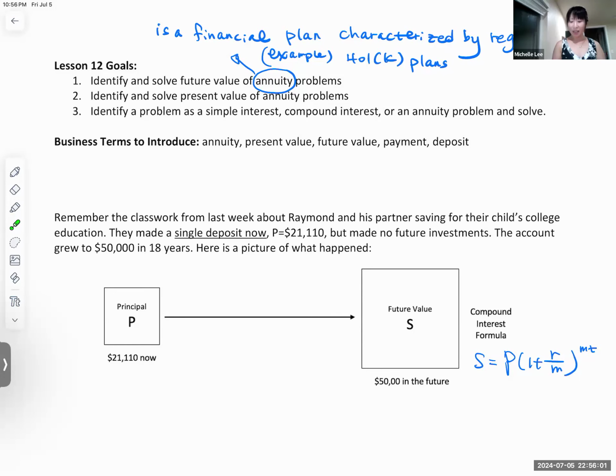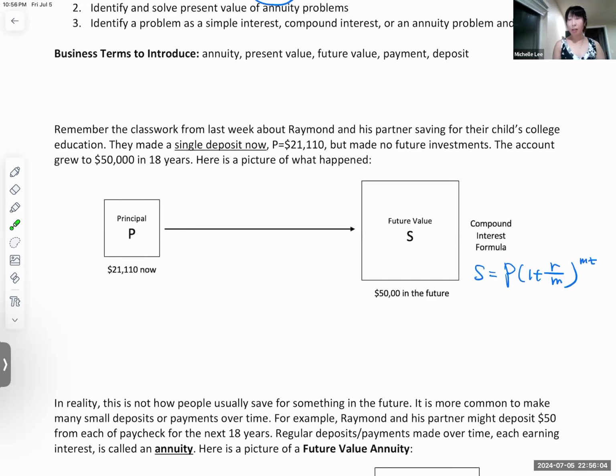All right. So last time, what we did was the simple interest and then compound interest formula, right? So here is the story. A single deposit now, in the present, right? So we have $21,110, but made no future investment. So this account grew to $50,000 in 18 years.